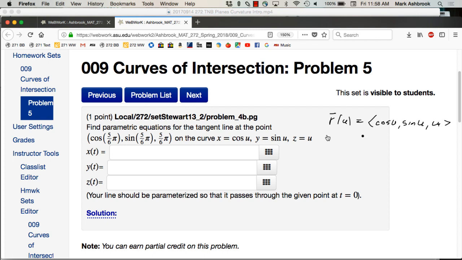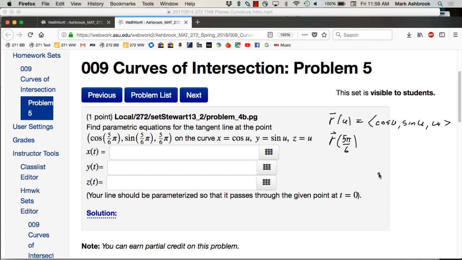And then they said, what is this about? Cosine 5 pi over 6, sine 5 pi over 6, 5 pi over 6. So it's a point on the curve for very obviously what input value of u? 5 pi over 6. I mean, they're just handing it to you on a silver platter. So they gave you the point that's the output when the input is 5 pi over 6.